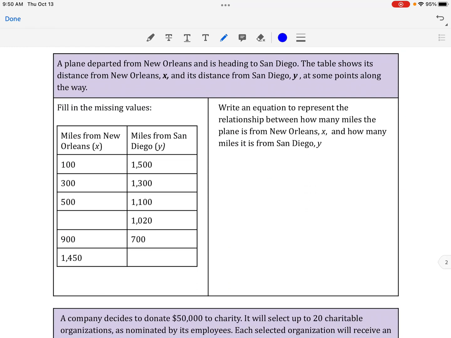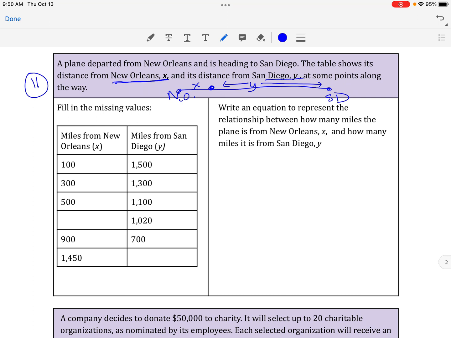Okay, next page. Here we have another word problem. I encourage you to pause and try this on your own. So we have a plane that departs from New Orleans. So here's New Orleans, and then it flies to San Diego. At any given moment, we represent how far it is away from its starting point, New Orleans, as x. So let's say the plane is right here, so this distance would be x. And then how far it is from San Diego would be y. So that would be the rest of the distance to San Diego.